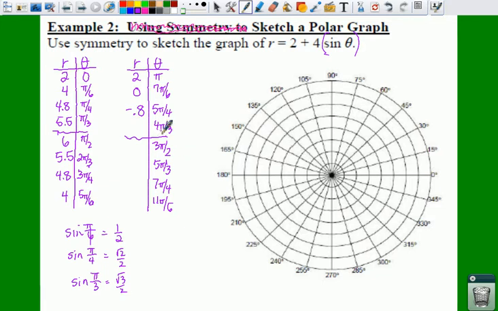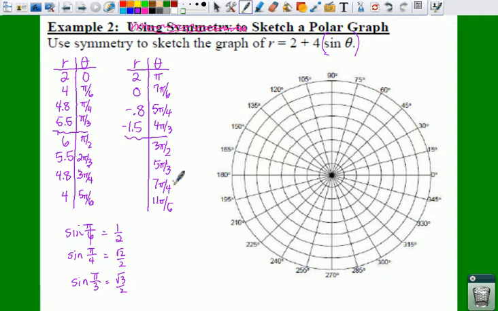And then 4 pi over 3. 4 pi over 3, that's going to be negative also. It's going to be negative radical 3 over 2. So negative radical 3 over 2 times 4 is a negative 2 radical 3. So you're going to have a 2 minus 2 radical 3. And when you plug these values in, you should end up getting a negative 1.5. So we get our negatives.